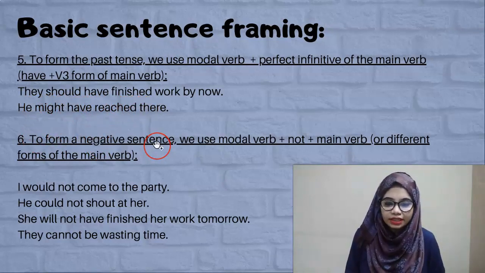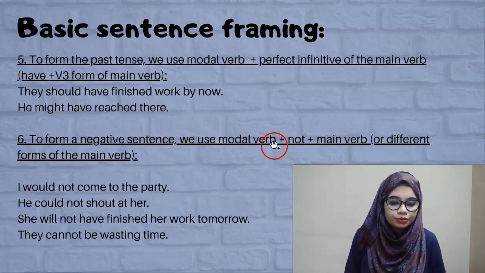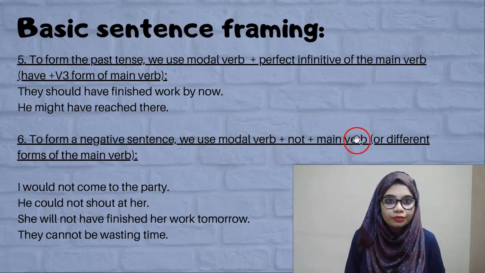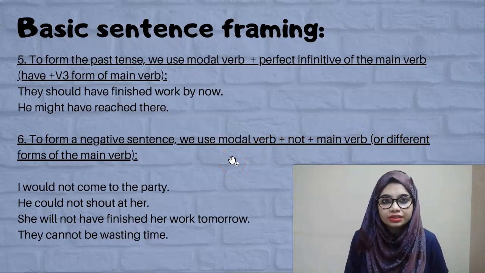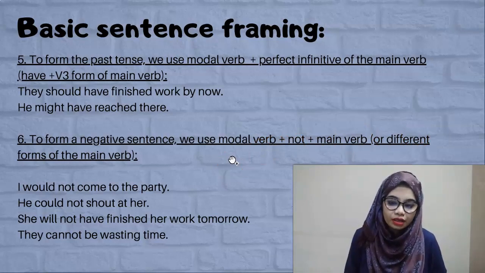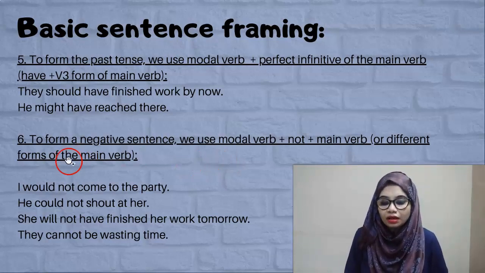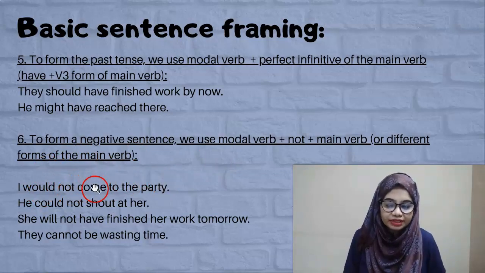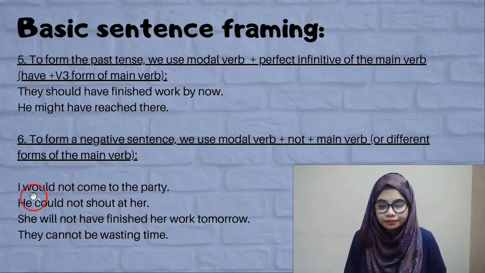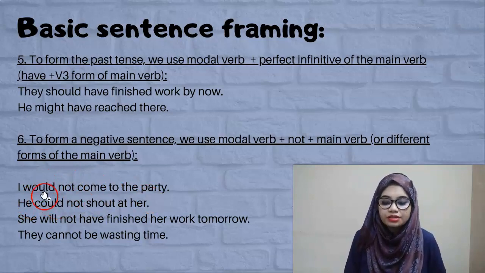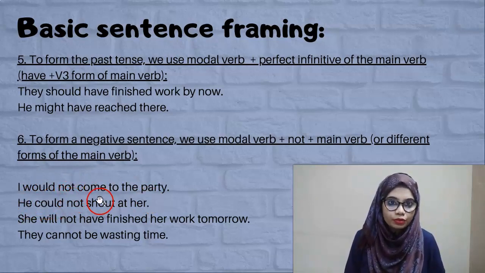To form a negative sentence, we use modal verb plus not plus the main verb or different forms of the main verb. So negative sentences are sentences where you are talking about an action that did not happen or will not happen or is not happening right now. I would not come to the party. So modal verb plus not plus the main verb, I would not come. He could not shout at her, modal verb plus not plus main verb.